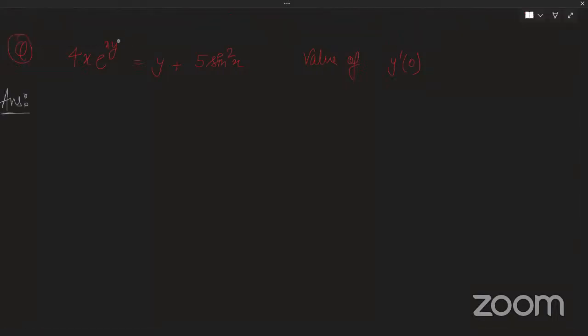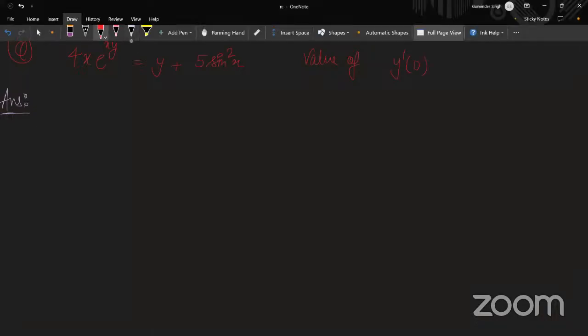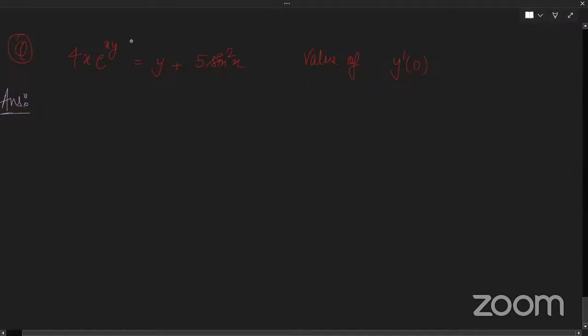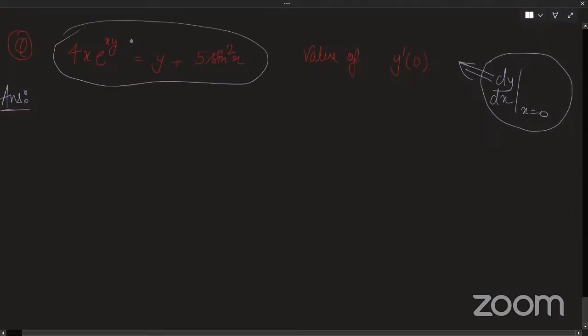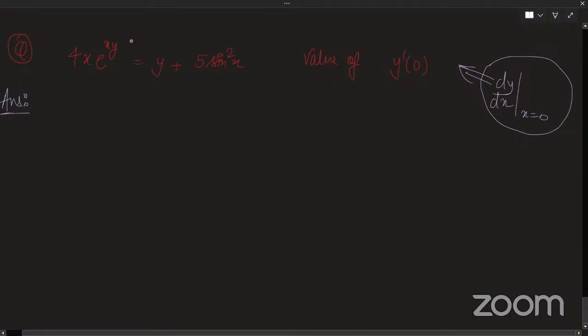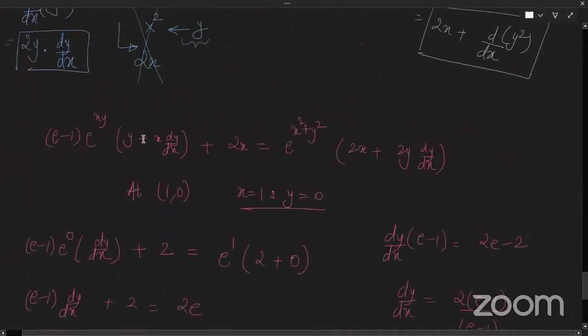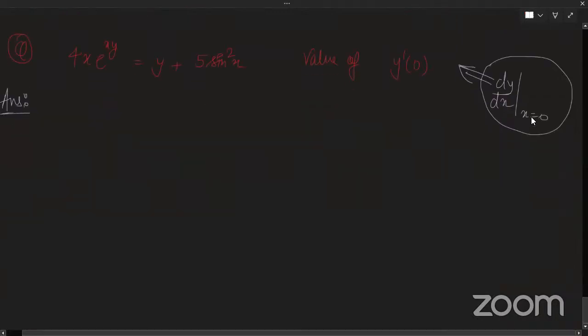So y dash 0 means what? What is meant by the word y dash 0? Y dash 0 basically means dy by dx at x is equal to 0, right? So I know one thing beforehand that when I differentiate these things and I get terms of dy by dx, I will be getting some terms of y also. So when x is equal to 0, I need to calculate that particular value of y also.